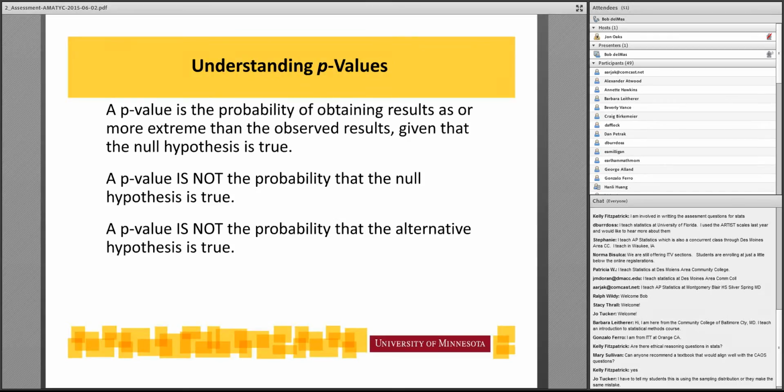I'm hoping you'll agree with me that with respect to understanding p-values, a correct definition would be: a p-value is the probability of obtaining results as or more extreme than the observed results, given that the null hypothesis is true. Kind of a technical definition. A p-value is not the probability that the null hypothesis is true. It's not the probability that the alternative hypothesis is true.